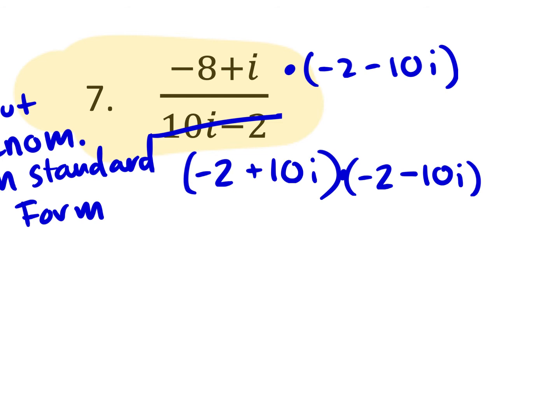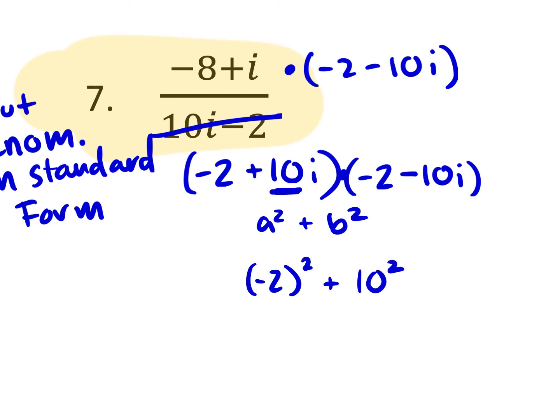Now let's multiply out the bottom first. What can I do here? a squared plus b squared. So the a squared plus b squared only works when it's in standard form. That's why we put it in standard form first. So our a would be -2, so -2 squared, plus b is always the number that's in front of the i, so 10 squared. So here this would be 4 plus 100, so we got 104 in the bottom.